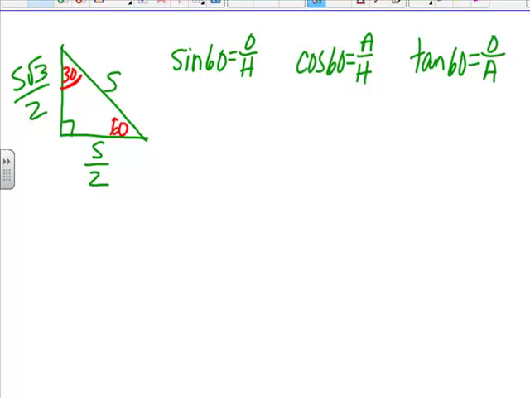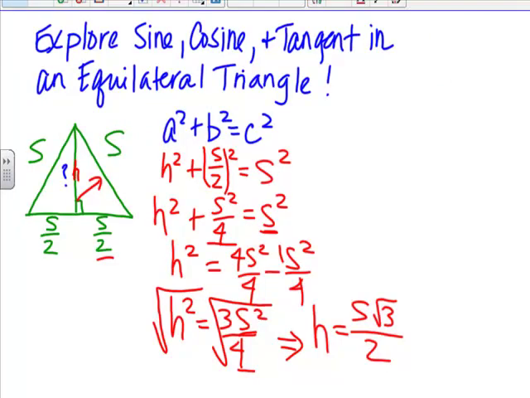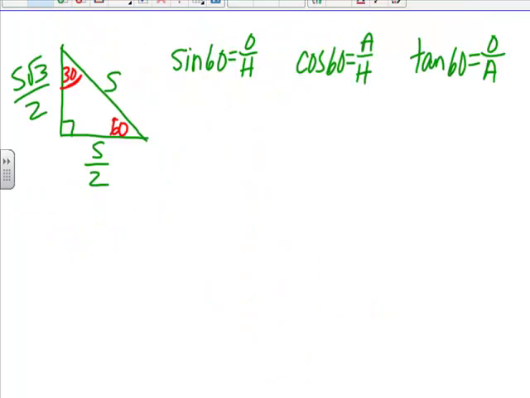And just like I did when I first started looking at this, really what I'm doing here is I'm just looking at half of it. Okay, so we had agreed, hopefully, that this was s over 2, that all the sides are s, and I just proved to you that this is s radical 3 over 2. So now, let's just do a little more review and see what happens here.